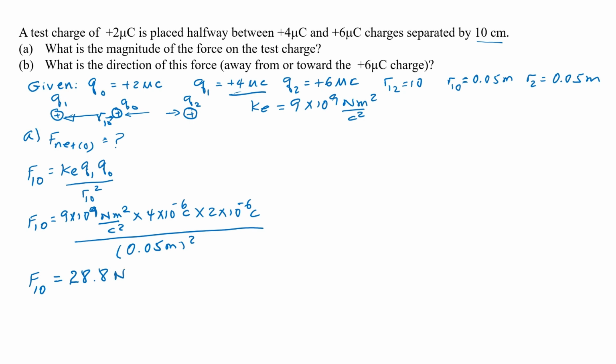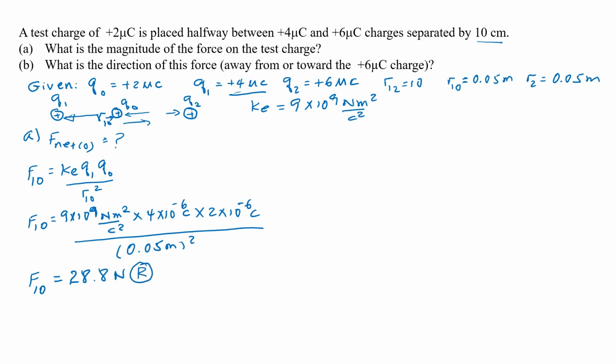And what's the direction? Q1 is positive and our target charge is positive, therefore the force between the two is going to be a repelling force. So Q1 is going to repel Q0 to the right. So the force is to the right.